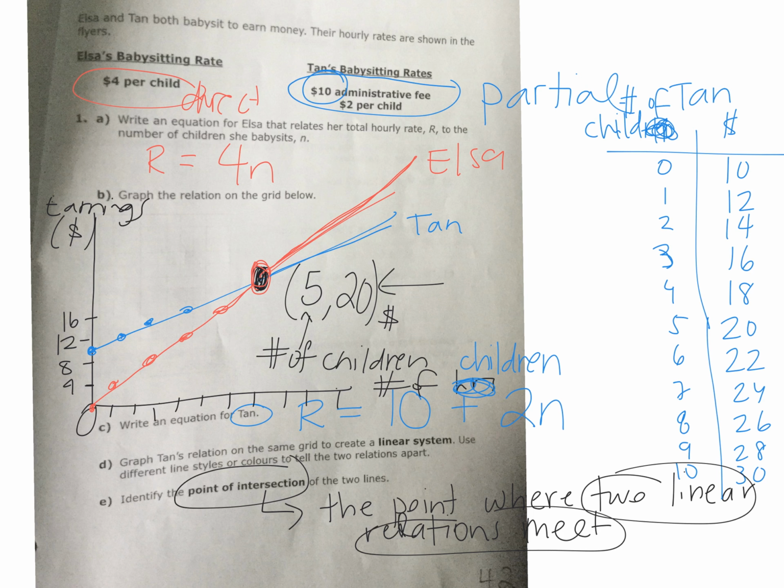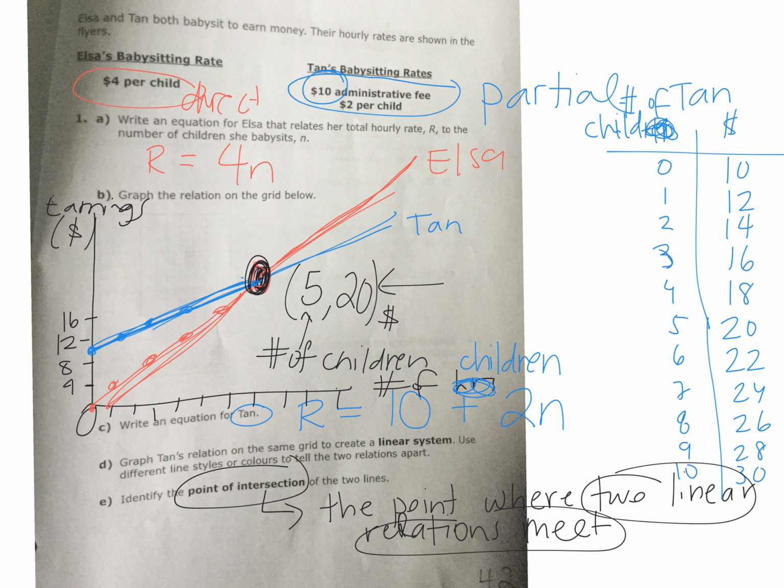But before 5 people, if Tan is babysitting, let's say 2 people, how much does Tan make? Does she make more or less than Elsa? More. Tan, if she's babysitting less than 5 people. Who's higher? Look here. This is a point of intersection. If you go to the left of it, you're not even looking.